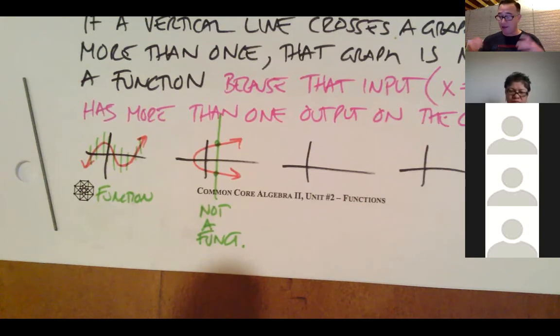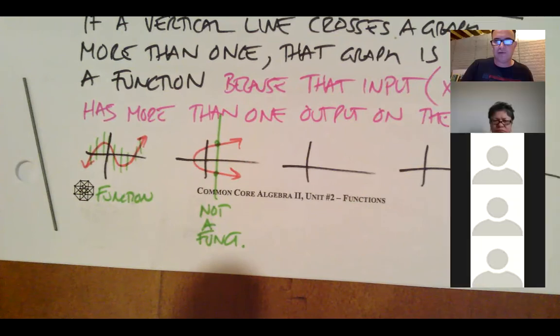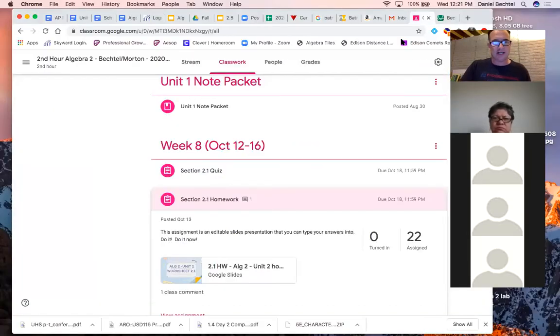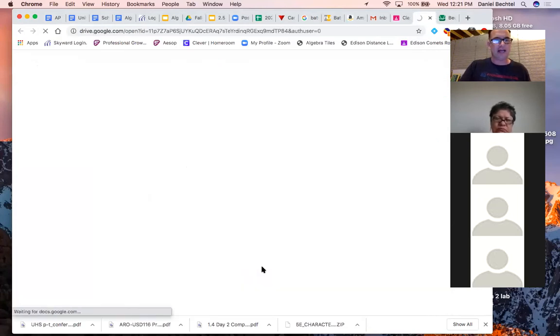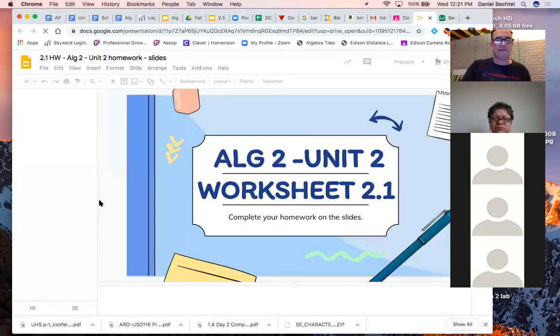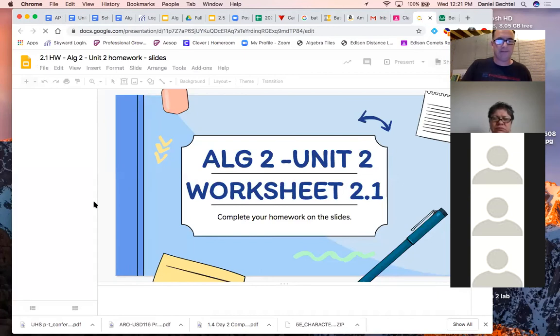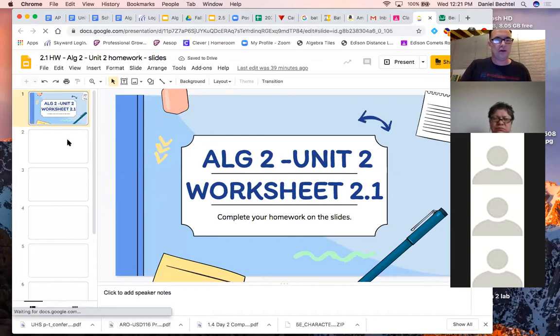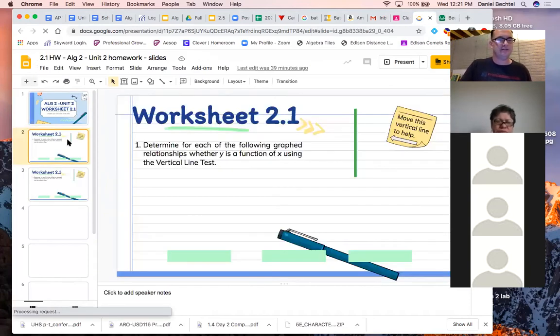So here's what we're going to do. I have something in your homework assignment, and I'm about to change my share for just a second so you can see this. We're almost done with class, so I think it will be helpful. When you look at your classroom assignment, the 2.1 homework is right here. One of the things you're going to have for these slides is a really cool thing, which is asking you to check with a vertical line to see if it's a function or if it's not.